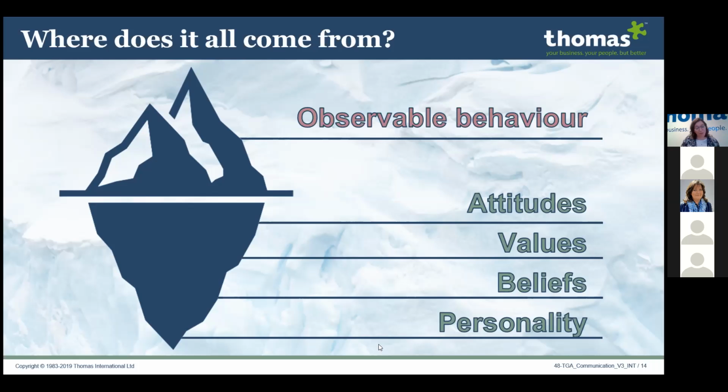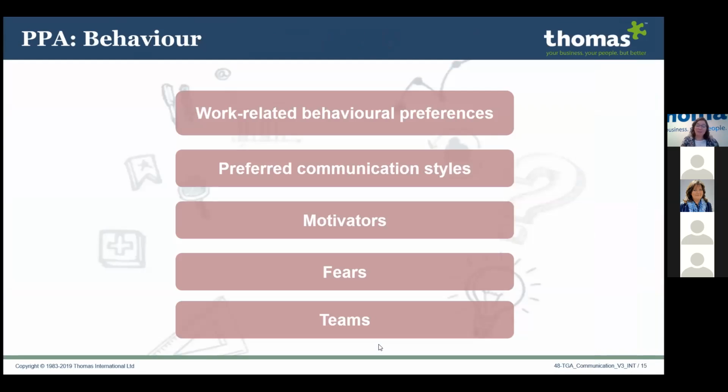So the PPA. Again, the PPA has been spoken about quite a bit in our previous webinars. But just to recap, it looks at work-related behavioral preferences, preferred communication styles, motivators, fears, and we're going to talk about teams in a second. Again, this is at the top of the iceberg. It's observable. The PPA is going to give you insight into whether or not that individual aligns with the behavioral requirements that you highlighted when you defined the role. Focusing on that role and those requirements thoroughly right at the beginning is going to help you pick out the information that you need from the assessments that you're doing.